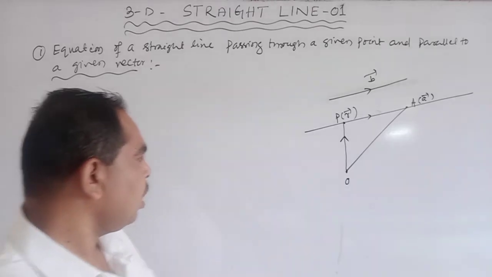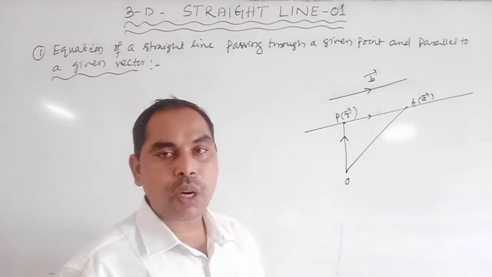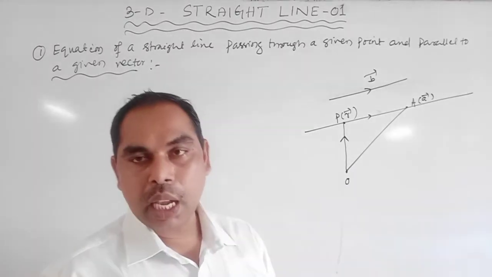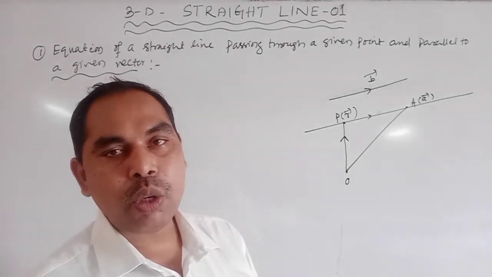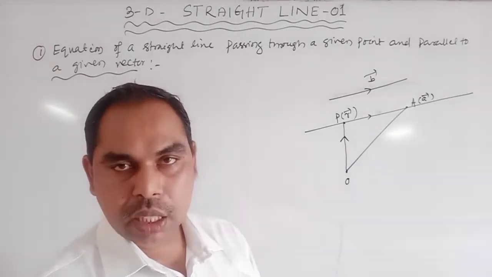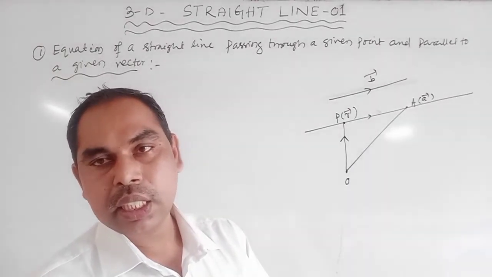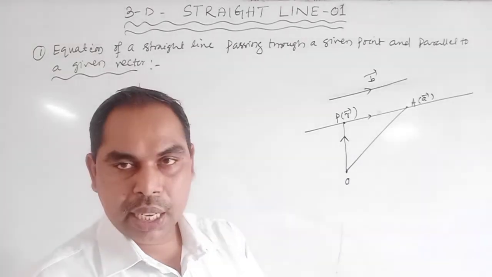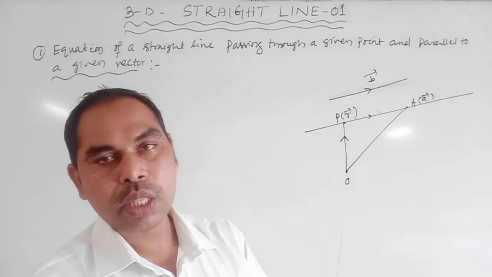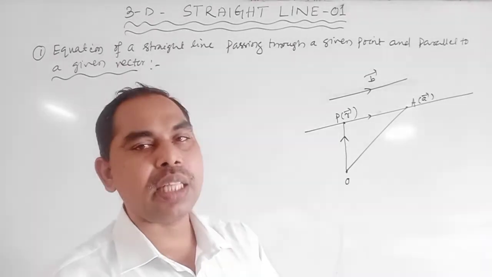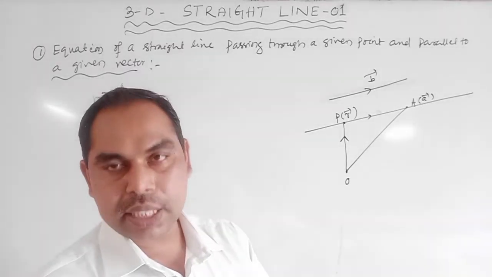So we need to find the equation of the line AP. Let the line pass through a fixed point capital A having coordinates x1, y1, z1 and be parallel to a given vector B vector, that is a1 i cap plus b1 j cap plus c1 k cap. And let P be any point on the line having coordinates x, y, z.